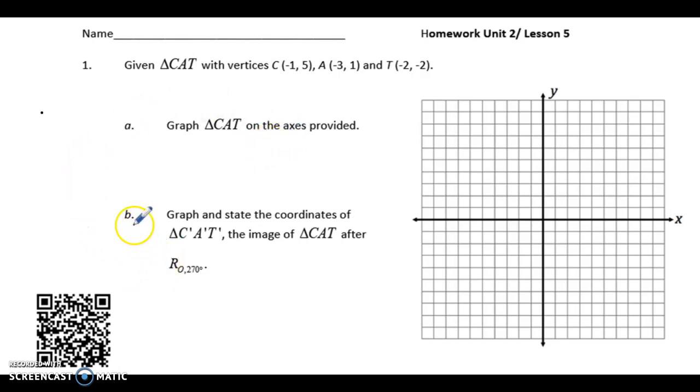You're supposed to plot the points to draw triangle CAT. All right, so once you have that done, you're going to go to part B, and it says graph and state the coordinates of triangle C prime, A prime, T prime, the image of triangle CAT after a capital R sub O, comma 270. Capital R, remember, stands for rotation, so we are rotating. And you can ignore this QR code, sorry, that's an old one. You should see a new one up in the top right corner of your paper. So this means a rotation around O, which is the origin, the center point (0, 0), and 270 degrees. Now, when we rotate in the counterclockwise direction.